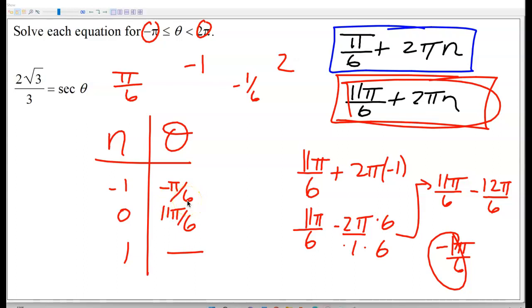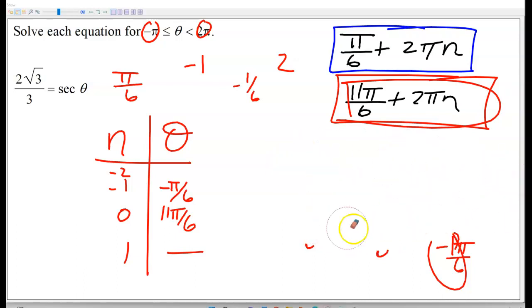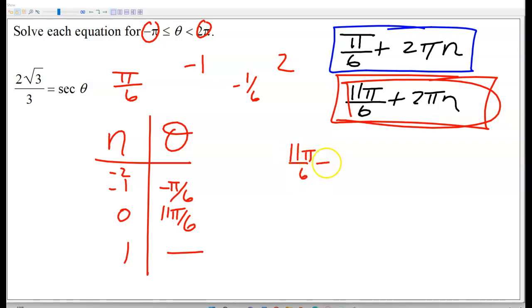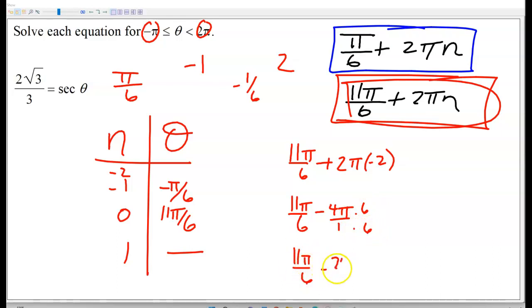We could repeat this by plugging in negative 2. Let's go ahead and do that and see if it fits in there. Probably won't fit, but it's worth looking. So here we go, 11 pi over 6 plus 2 pi times negative 2. That's going to be 11 pi over 6 minus 4 pi. Common denominator. Subtraction, that's going to be negative 13 pi over 6.